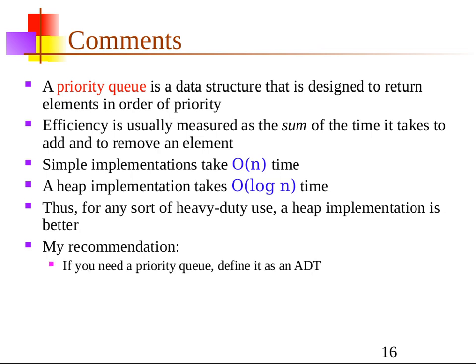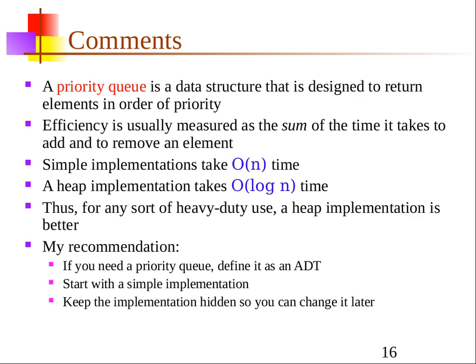My recommendation: if you need a priority queue, define it as an ADT. Start with simple, and keep the implementation hidden so you can change it later. All right, the end.